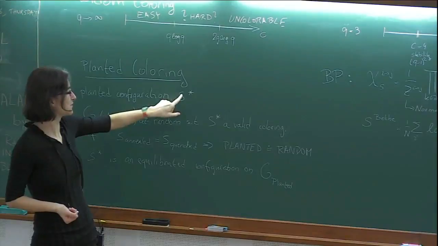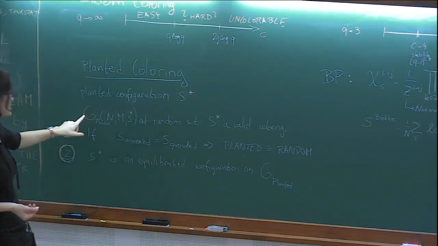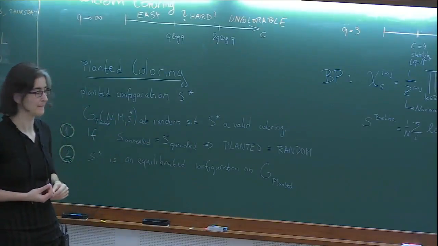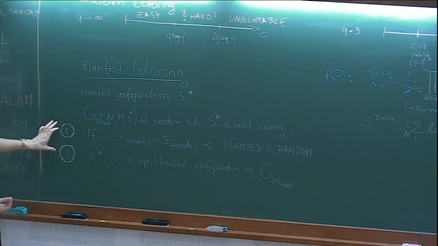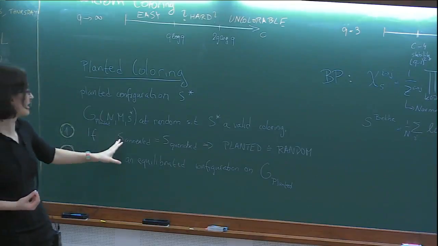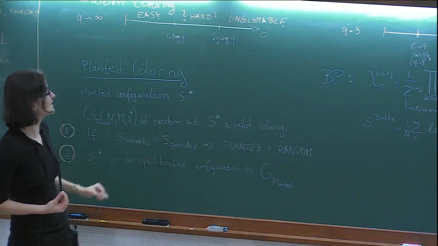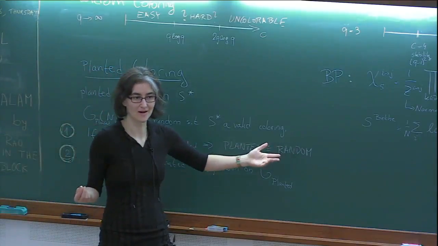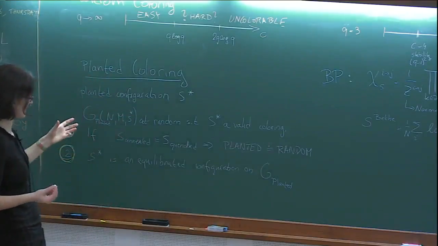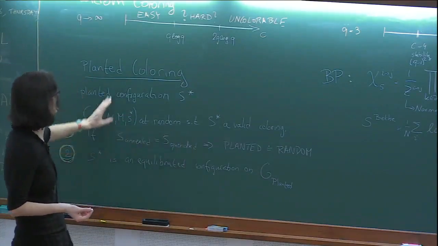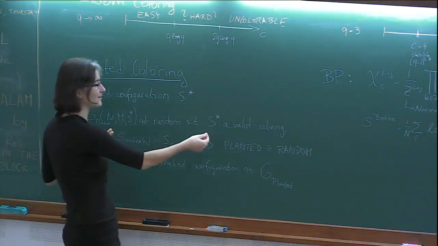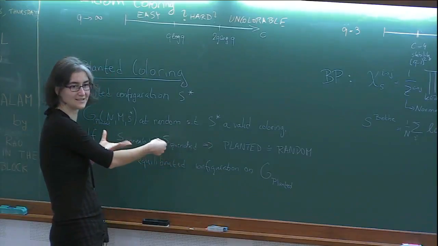We first choose a configuration S star, and then we choose the graph at random such that S star is a valid coloring of that graph. And yesterday, we said that this ensemble has 2 very interesting properties. First of all, as long as the annealed and quenched entropies are equal, this planted ensemble is exactly generating random graphs. And so now we will be assuming that this is true, because at very low degree this is true. That's what our computations so far were suggesting.